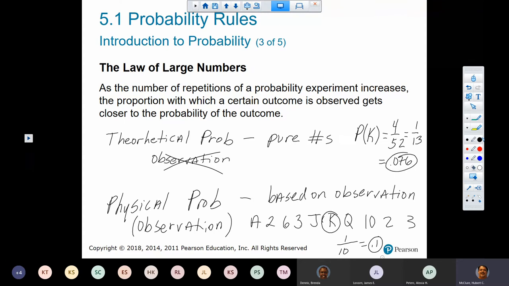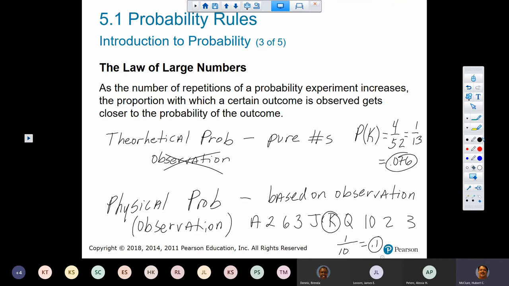Now, what those two students were doing with the law of large numbers is they were trying to see how many times the computer would flip that virtual coin. And what is the probability of heads on a coin? 0.5, 50%. There's one side that's heads out of two sides. So the theoretical probability is 0.5. But if you flip the coin 10 times, I guarantee you it's not going to come up to be 0.5.